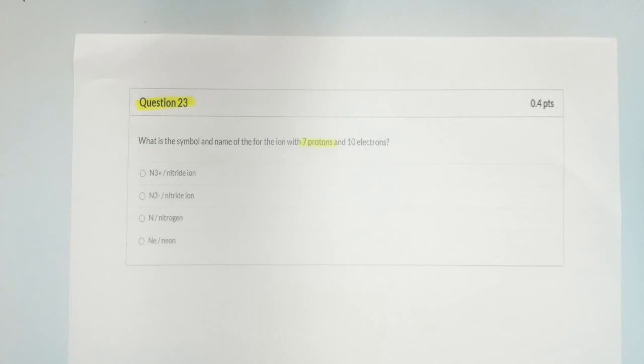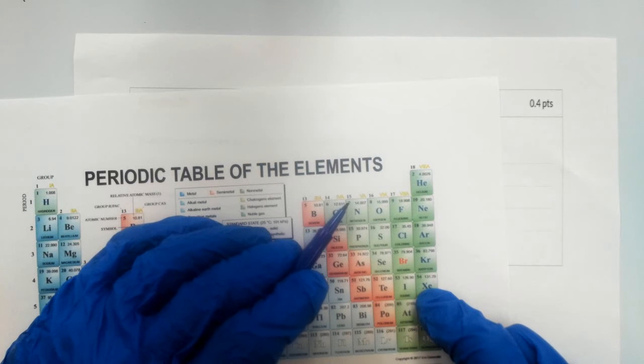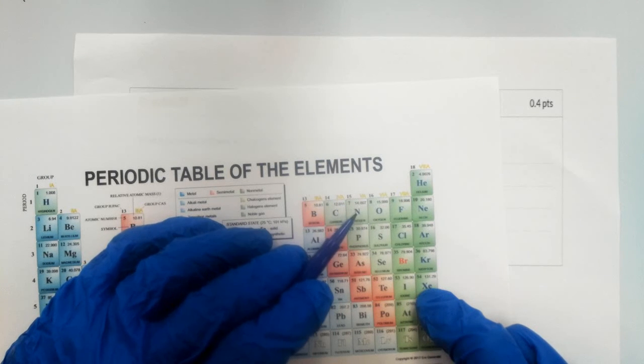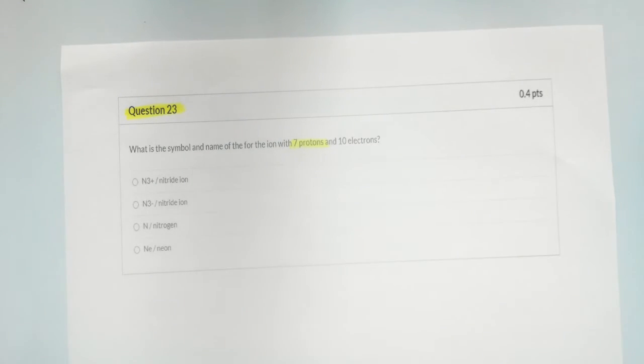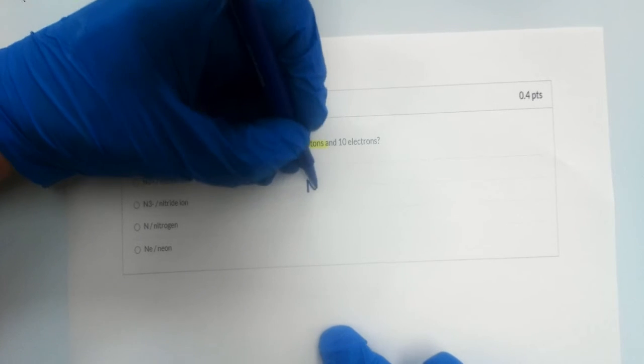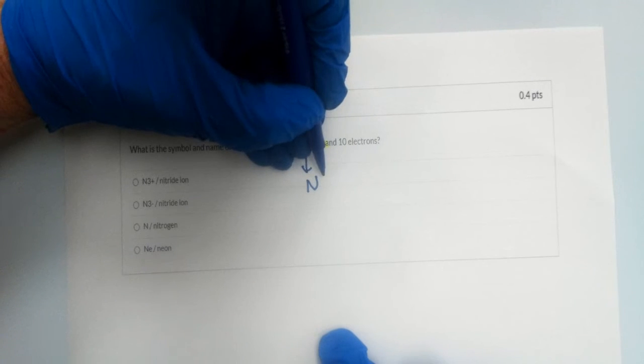Why? Because the number of protons identifies the symbol, and you've got to have a periodic table. So I'm going to come all the way over here. See that? That's 7 in the upper left-hand corner. That tells me this is nitrogen. Okay? It tells us that it's nitrogen. So we already know to write down the letter N. Now, the number of electrons, okay, is going to be evidenced by the superscript that you put here.